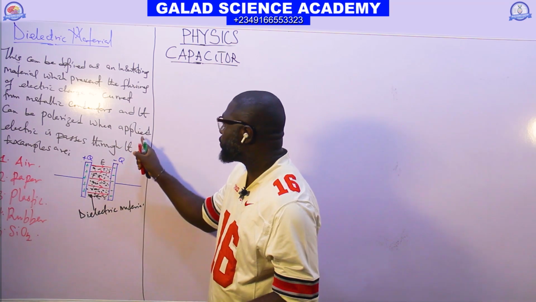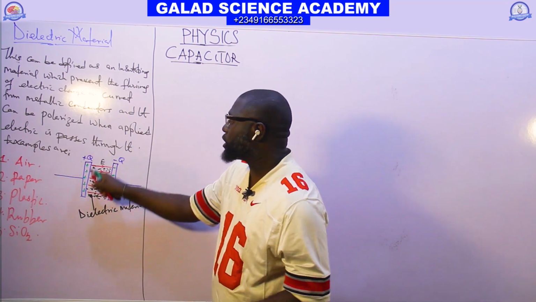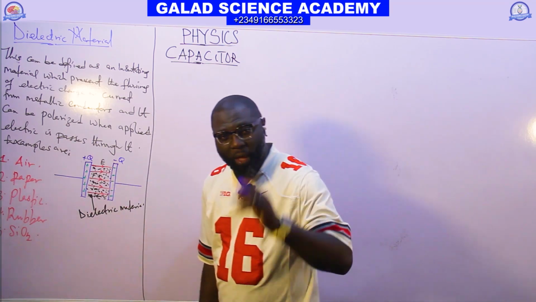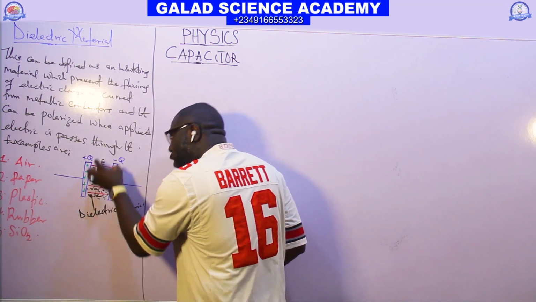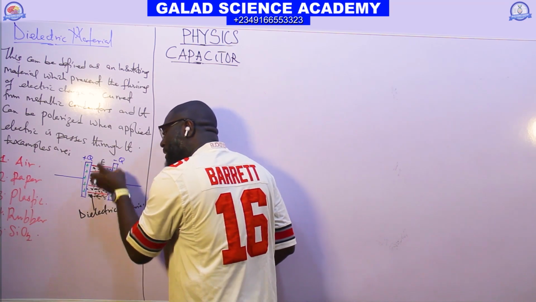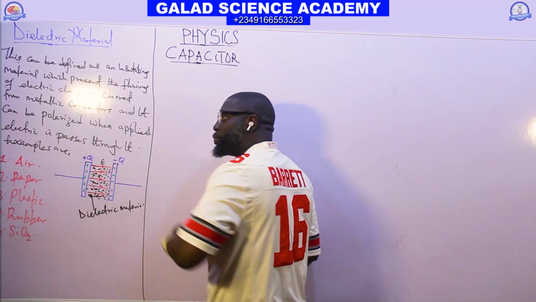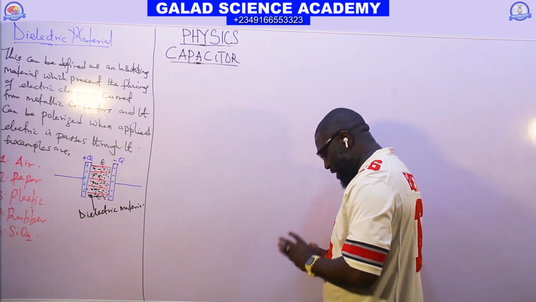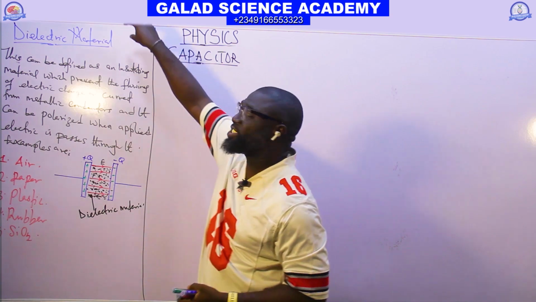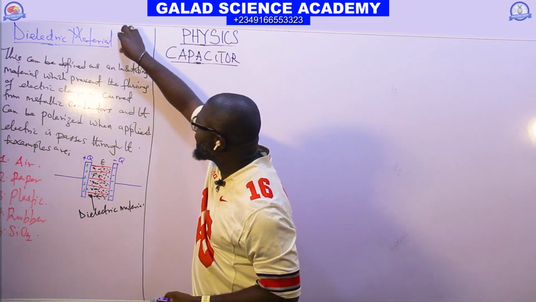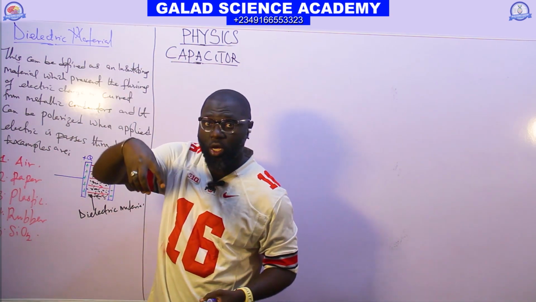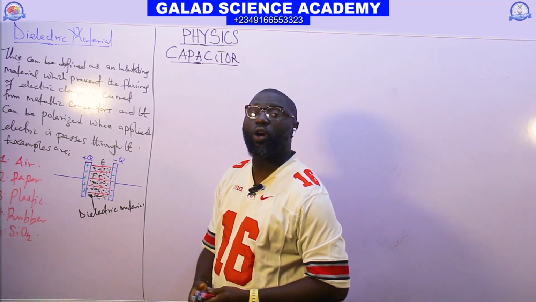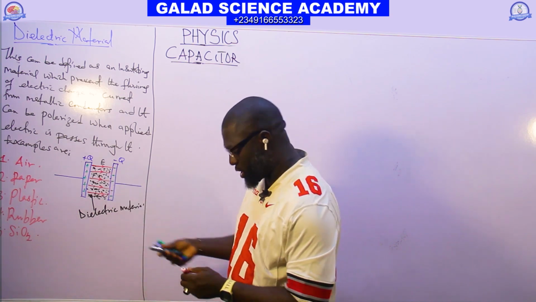When applied field is passed through the dielectric material, it is being polarized. And the tendency of the dielectric material to prevent the flowing of field or charge, we call it dielectric strength. So the next one is to look at the strength with which the dielectric material is applied to prevent the flowing of the charge and electric field in it.